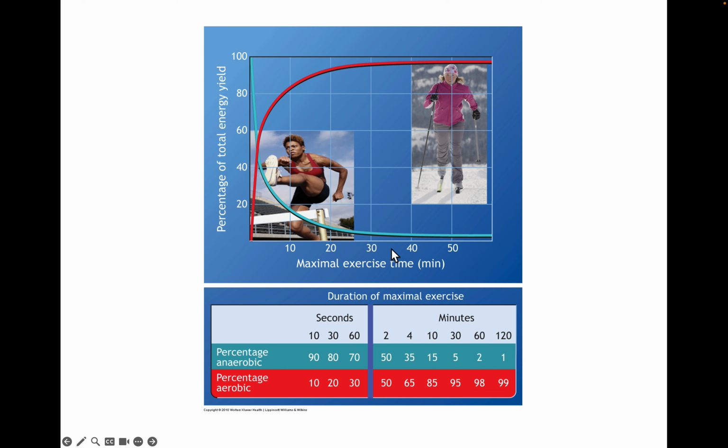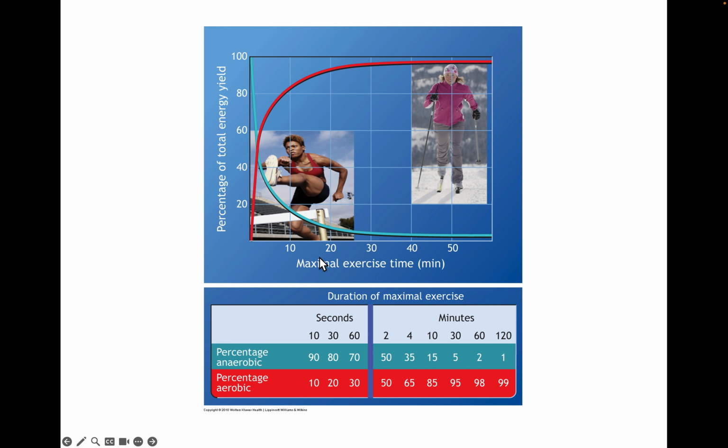Now, the important thing to note on this slide is that as the duration of our exercise bout increases from 10 minutes, 20 minutes, 30 minutes, 40 minutes, 50 minutes, the percentage of total energy created by our energy systems shifts. As you can see, at the very start of an exercise bout, our main source of energy is going to be our anaerobic energy systems. This is highlighted in blue.